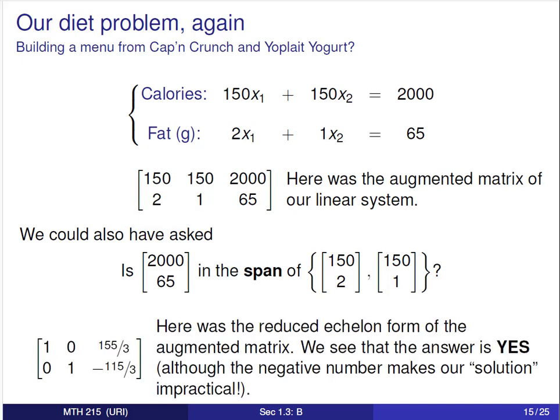All right, now if we were to solve this, we would, again, just put 2065 as the right-hand column, and we put our two vectors in there. And whether we're solving the system or asking, is this in the span, our answer will come from row reducing the matrix. We do get a solution. We would let x1 be 155 over 3 and x2 be negative 115 over 3. So the answer is that yes, 2065 is in the span of these two vectors.